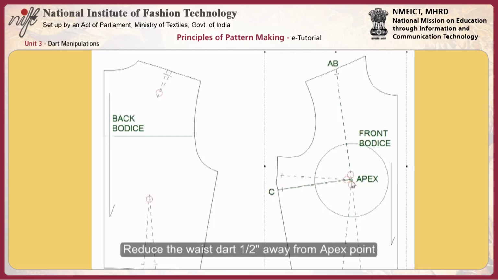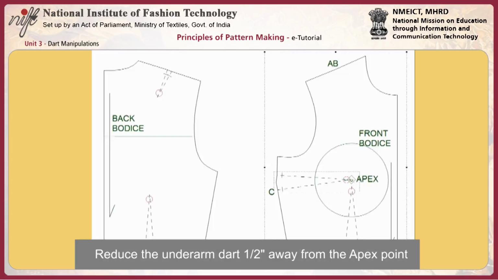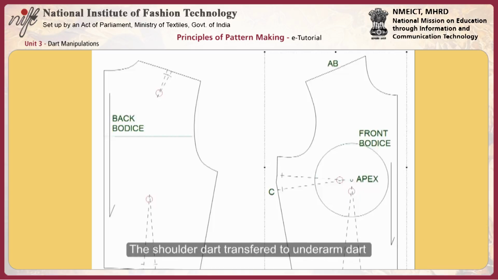Reduce the waist dart by half an inch away from apex point. Reduce the underarm dart by half an inch away from apex point. The shoulder dart is transferred to the underarm dart.